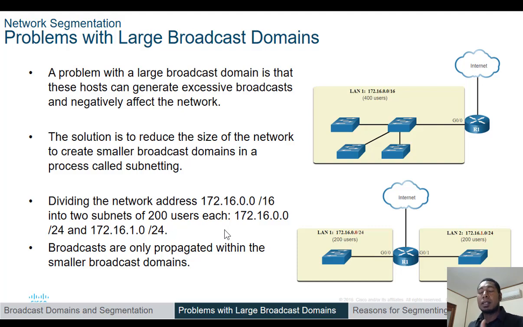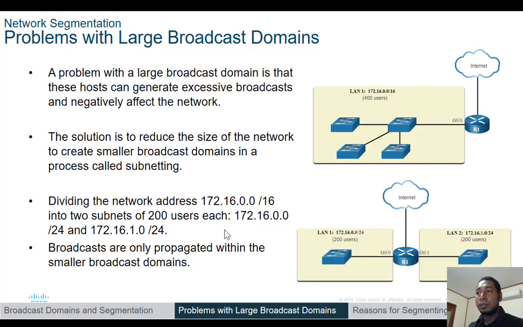Sometimes segmenting or subnetting can be done based on different needs in the organization. So you can divide the network address 172.16.0.0, that's a class B /16, into two subnets of 200 users each, 172.16.0.0/24 and 172.16.1.0/24. Notice that that's classful addressing. And broadcasts are only propagated within the smaller broadcast domains.